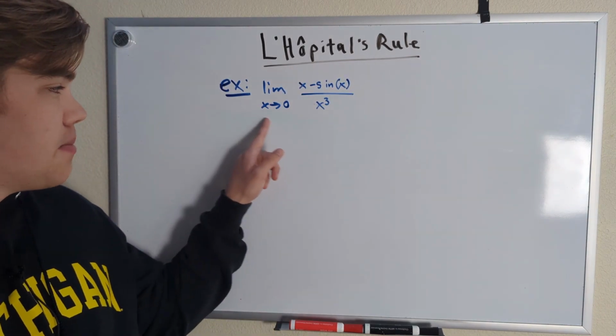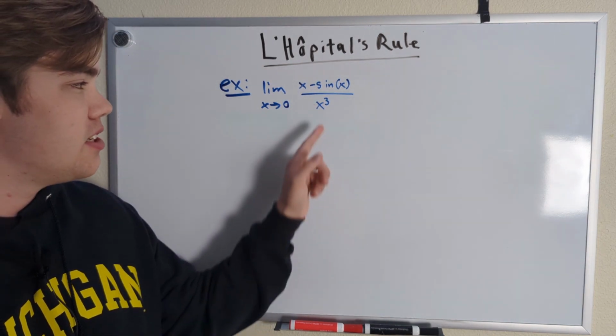In this example, we want to find the limit as x approaches 0 of x minus sine of x divided by x cubed.